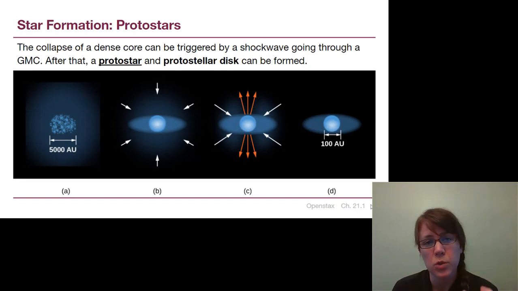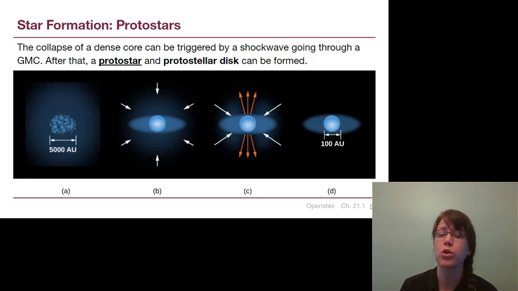Now, when we see this word protostar, what we're talking about is an object that will become a star. We can't just go around and call anything a protostar. But it is not yet a star. In the same way that a prototype of an invention is not really a fully working invention yet, the protostar is not really a fully working star yet. There's also a protostellar disk, so it's a fancy term for basically the disk of material that planets can form out of.